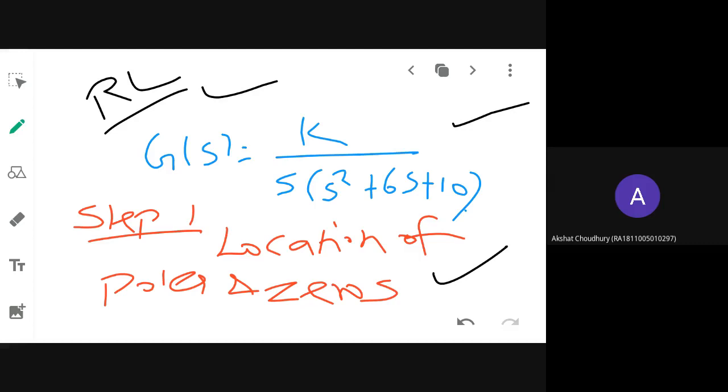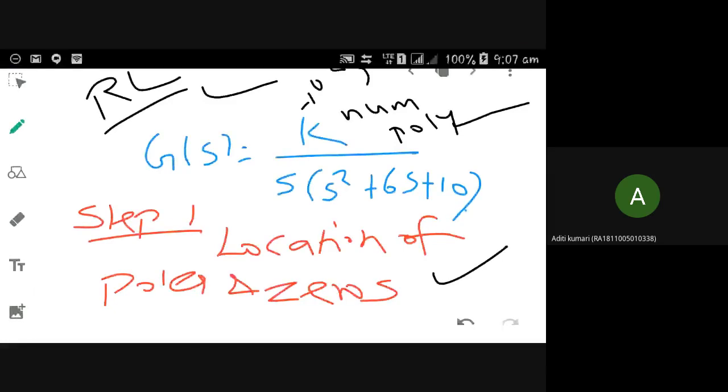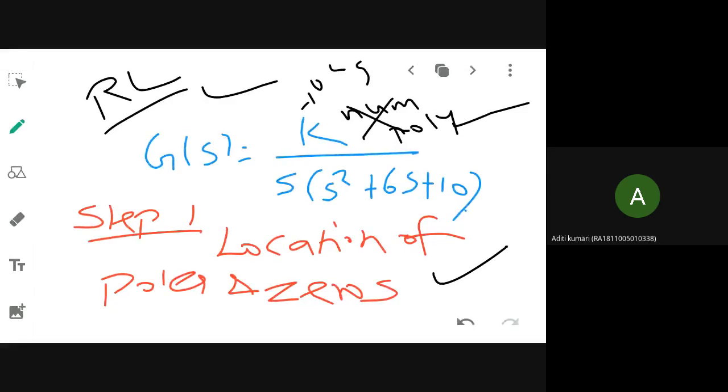You know zeros are the roots of the numerator polynomial. So what are the roots here? Is there any numerator polynomial? No. Only this open loop gain K is there, so no numerator polynomial is available. So zeros are nil; the number of zeros, m, is equal to 0.